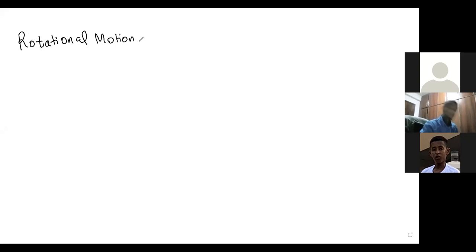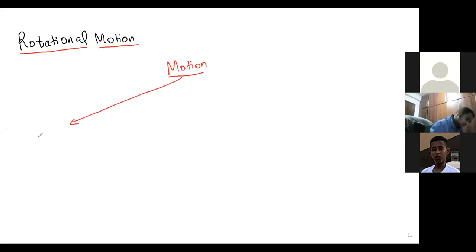Yes. Now, before starting rotational motion, can anyone amongst you tell me what is the difference between the two types of motion? Motion is broadly divided into two types. The first is translational motion, correct? Translational motion. And the second one is rotational motion. So can you tell me what is the difference between them?